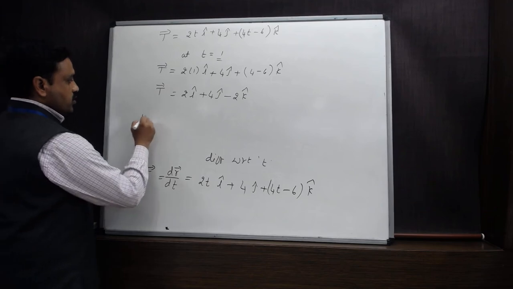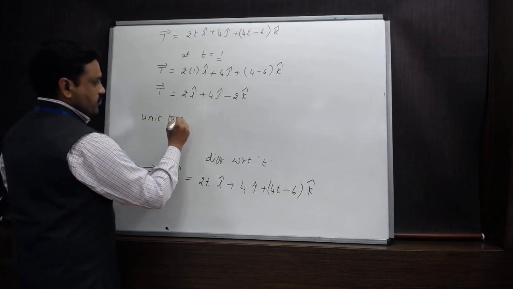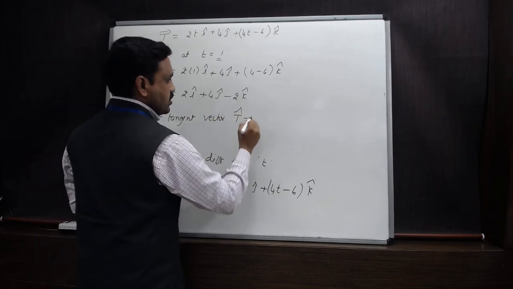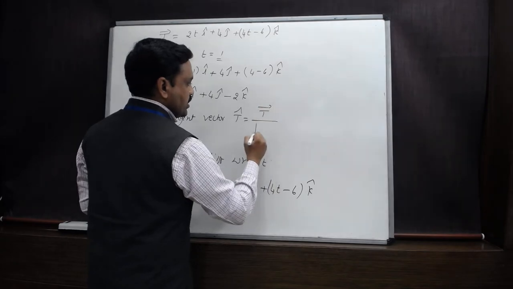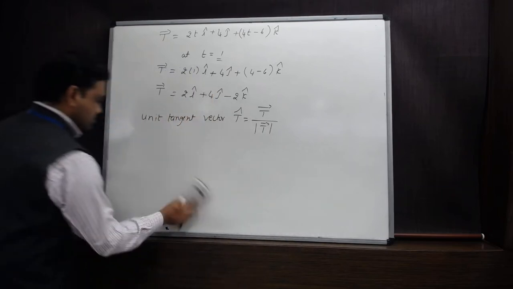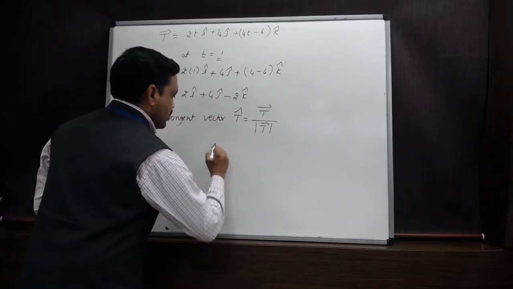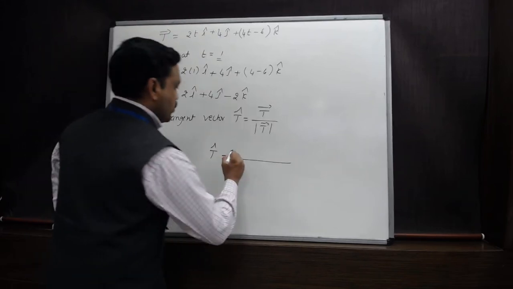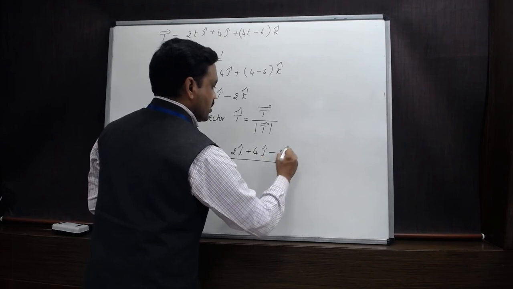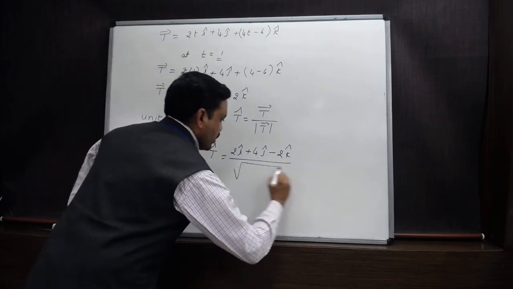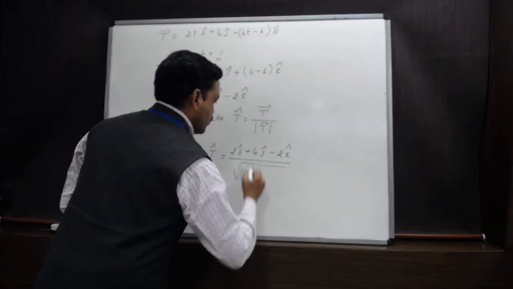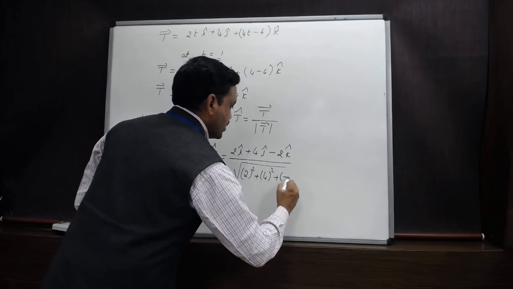Now we have to calculate the unit tangent vector. Unit tangent vector T cap equals vector T divided by its magnitude. So that is equal to vector T, 2i plus 4j minus 2k, divided by square root of magnitude, 2 square plus 4 square plus minus 2 square.